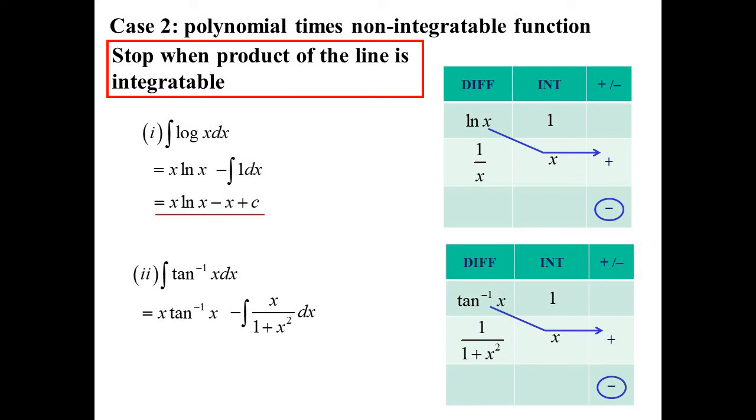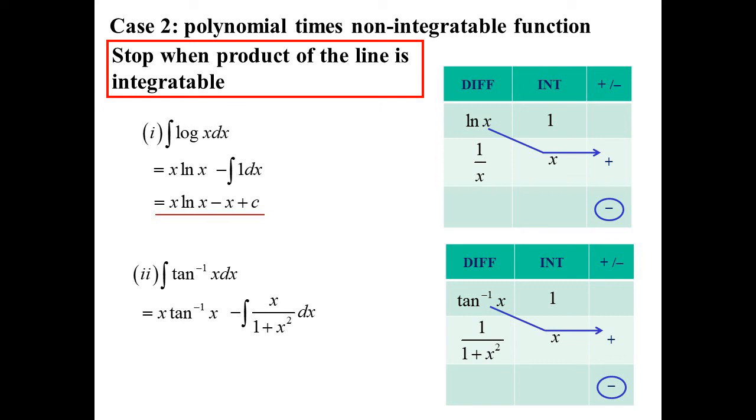Remember, we stopped when the line was integratable. So that's the integration that I'm writing down. 1 on x times x was 1. And this time, x times 1 plus x squared. But the sign I write down is the one in the next column, because I've already used the plus. I used the plus for the x log x, or in this one, the x inverse tan x.